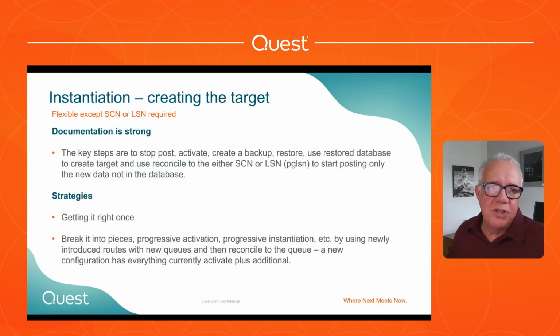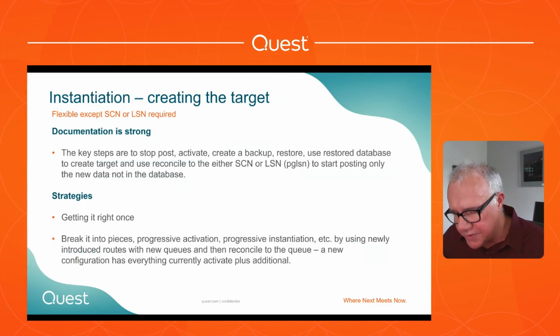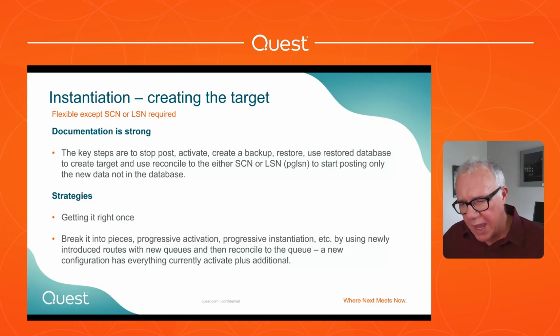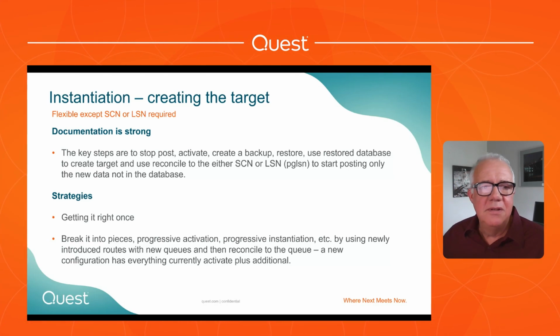Okay, instantiation. So the documentation is very strong here. It talks about stopping post, activate, backup, restore, use restored database, using reconcile, etc. Now, here's some strategies as you instantiate. First of all, be satisfied and plan on getting it right once. Meaning, okay, as long as I get this object over there replicating up to date, I'm done, I move on. I don't have to redo everything.